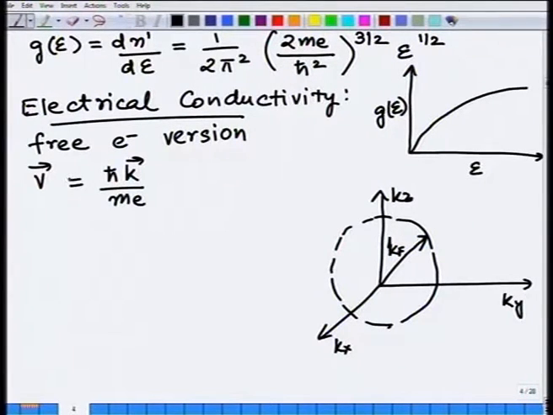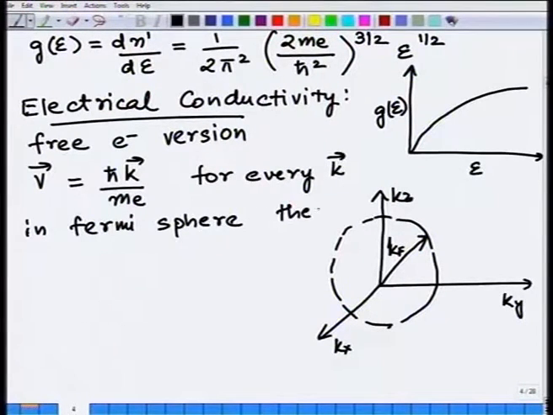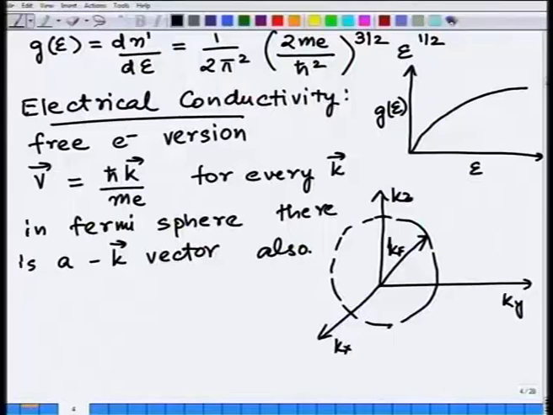Now, you notice that for every k in the Fermi sphere, there is a minus k vector also. What does that mean? For every velocity of electron, there is an exactly opposite velocity of electron also. So, net velocity is equal to 0. That means clearly the material is just as is, there is no conductivity. We expected there should be no net velocity. If there was a net velocity of electrons, then we would have current, but clearly without application of electric field, we can't be having current, and therefore, as we expected, the net velocity must be 0.